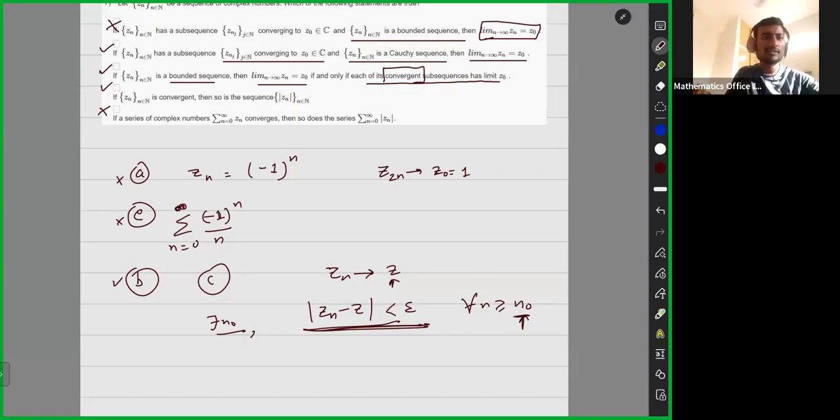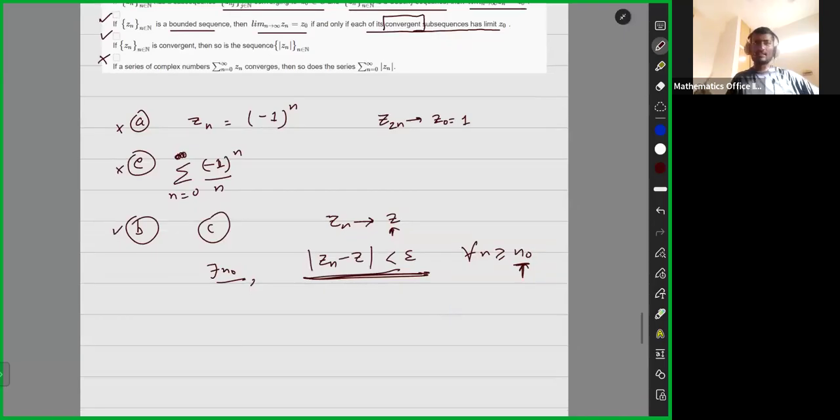Will you explain how, Sandeep? If Zn goes to Z0, what happens after some stage, after some n naught? Zn and Z naught are very close, epsilon close. The subsequence is coming from the sequence only, so the terms of the subsequence are also inside the actual sequence. So leaving finitely many points till n naught maybe, everything is epsilon close.